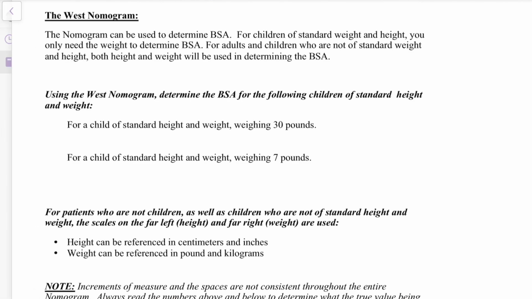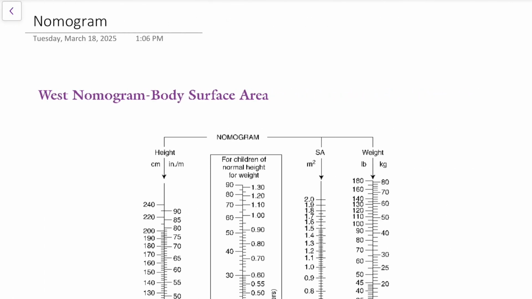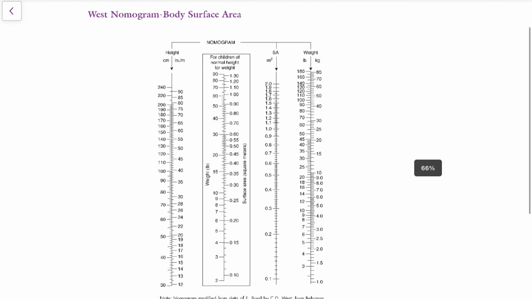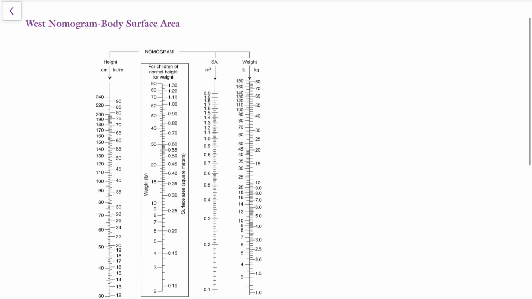So let's go over to our West Nomogram here. So this is what it looks like. There is one in your textbook, and there's one here, and I'll link below the video where you can find this nomogram. But if you notice, this section here in the center is for children of, it says normal height and weight, and you can just use that part. You can ignore the rest of the chart. You're just going to do this.